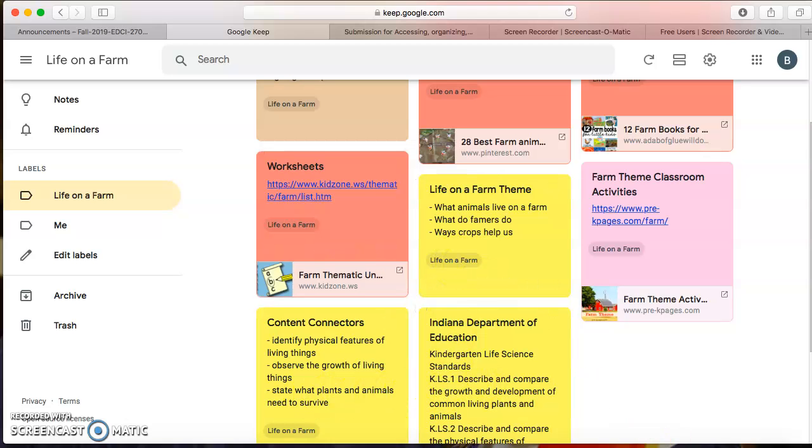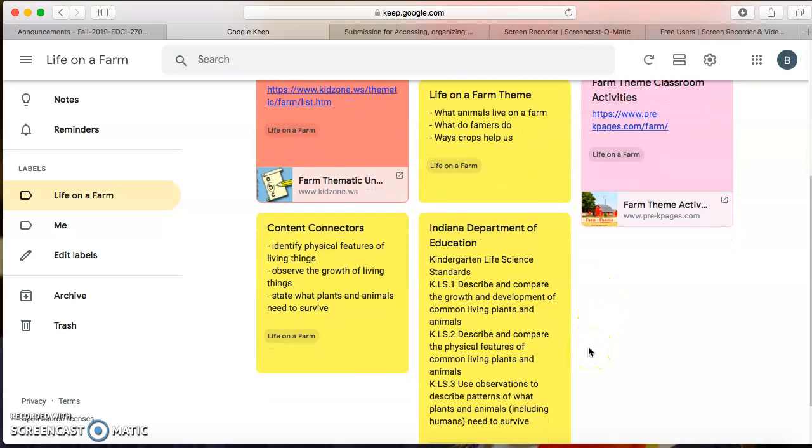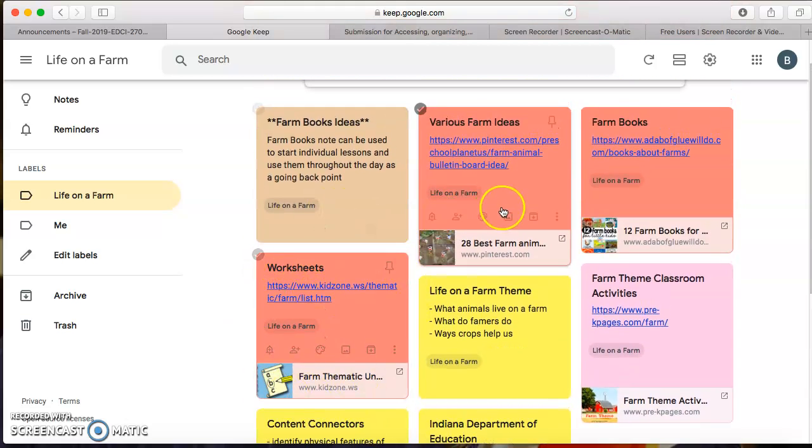original notes, and my yellow ones here are about my theme. This one is about the Indiana Department of Education standards, and farm would fall underneath the kindergarten life science standards. There's 3 different standards there. I also have the content connectors over here. The different red notes are anything from farm books to worksheets to various farm ideas.